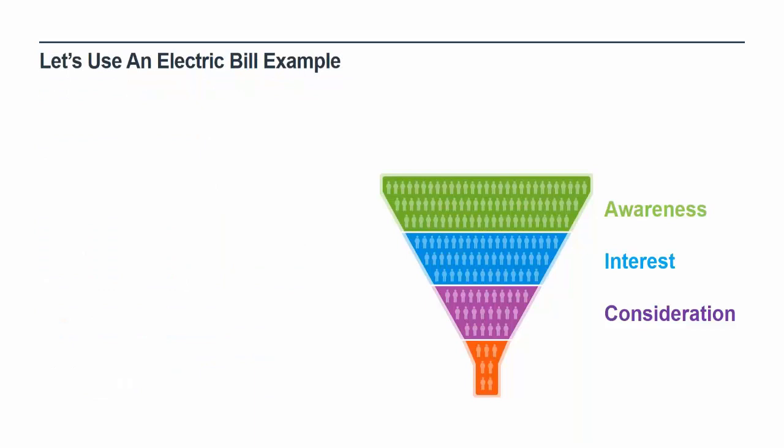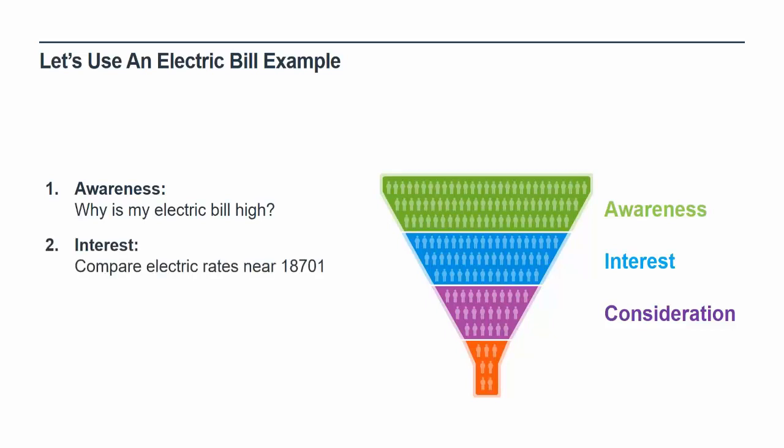I want to give you an example of that funnel in action, and it would be as if I was looking to change to a different electric energy provider. So at the top of my searcher funnel, it would be, why is my electric bill so high? Interest would be, compare electric rates near me, and zip code here in Wilkes-Barre, Pennsylvania, 18701. Consideration, UGI is a provider around here.